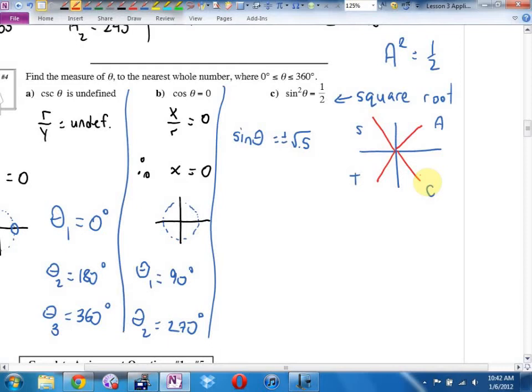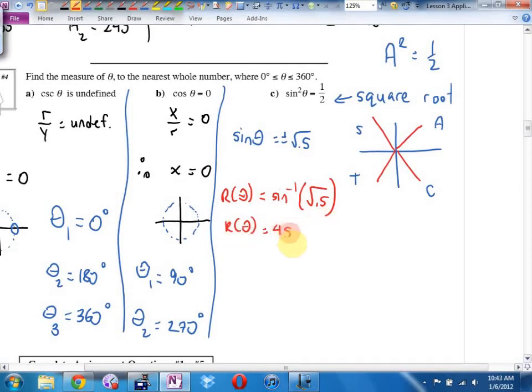Reference angle. The inverse sine of the square root of a half, or 0.5. And I think this one actually works out bang even. I have memorized a few angles. I think this one's 45? Yeah. So what we were saying is this angle is 45, this angle is 45, this angle is 45, and this angle is 45.